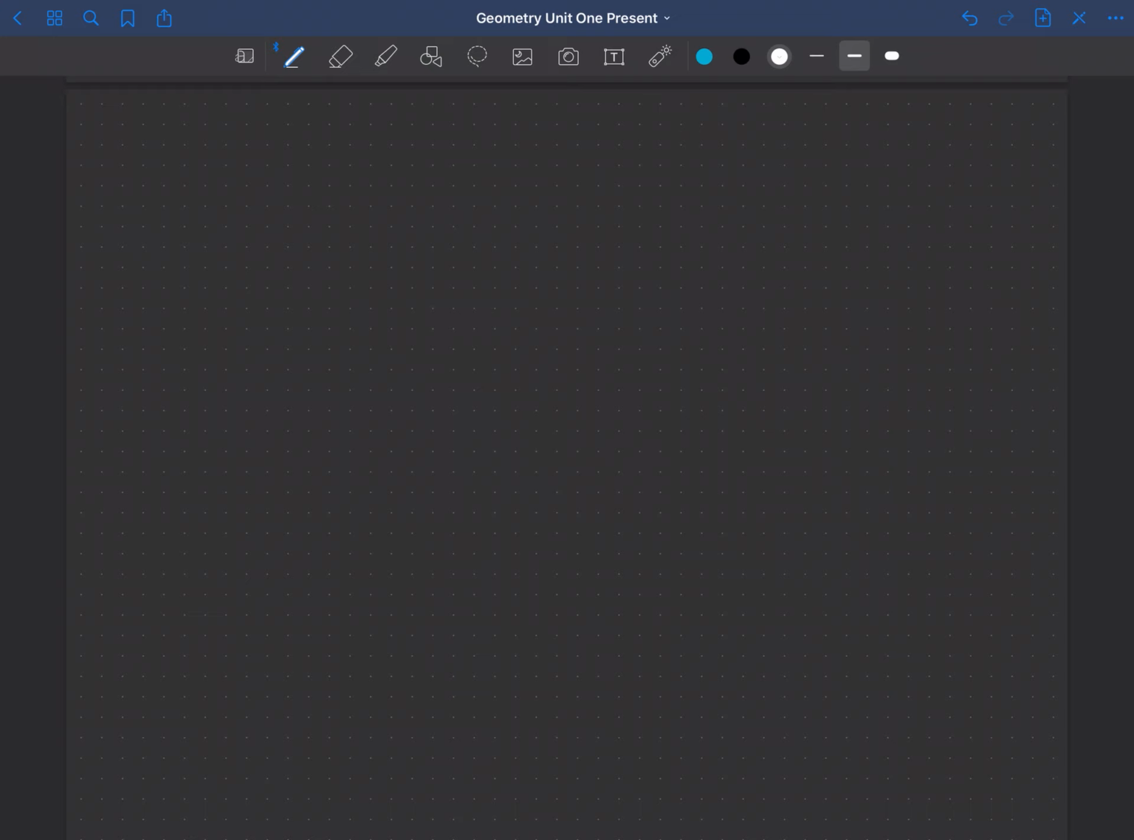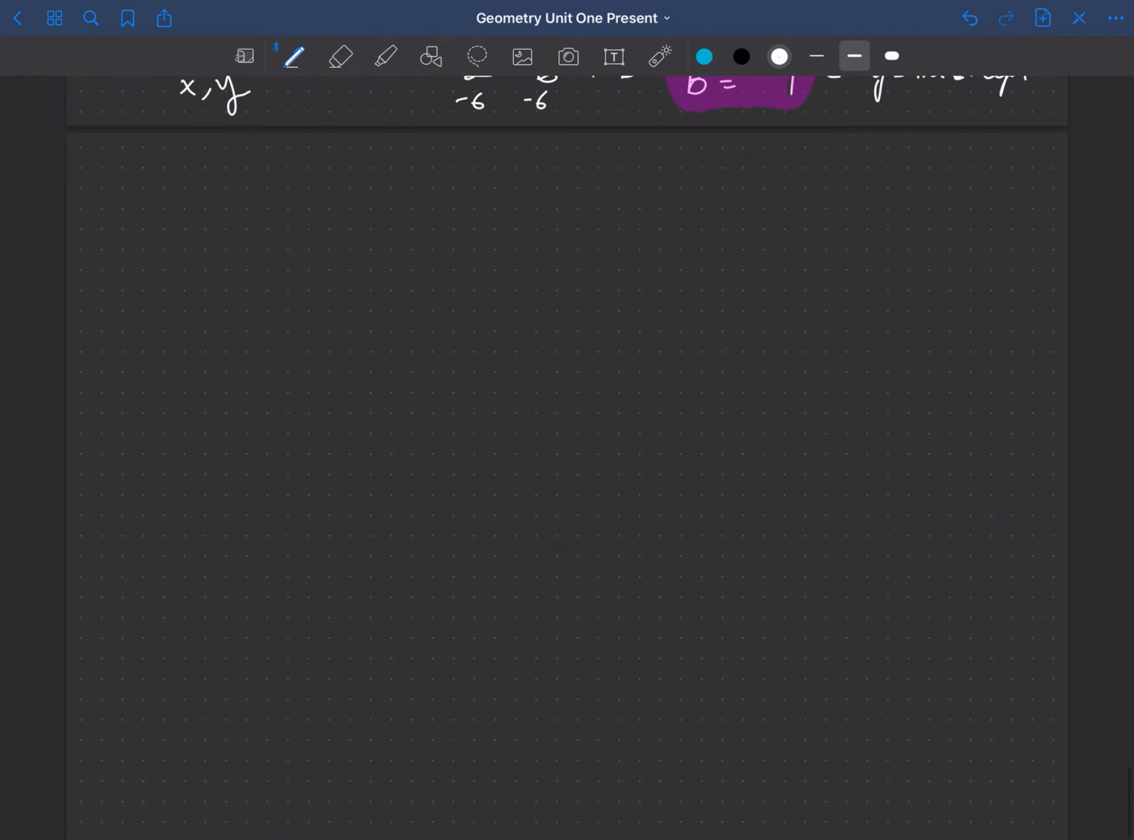Okay, we're going to continue on with talking about parallel lines, and especially the equations of a parallel line. So this is going to combine Algebra 1 and geometry concepts together. We have equations of parallel lines, and just to review, we write equations of lines using slope-intercept form.